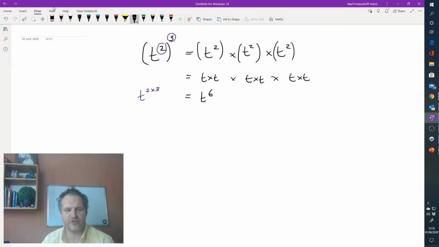Again, 3 questions for you to do. M to the power 2 to the power 5. Q to the power 3 to the power 4. And B to the power 9 to the power 2.